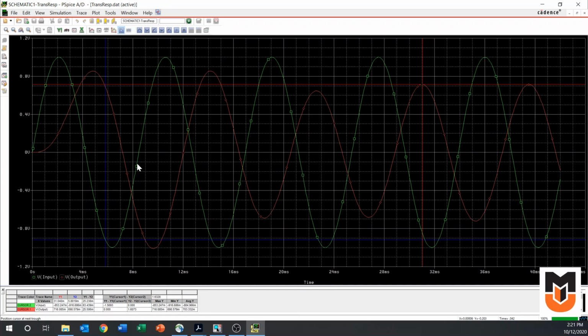I can also right click anywhere, and that's going to move the blue cursor to that point on the green curve. I can also reassign these. So let's say I want the blue cursor on the red curve as well. So if I come down here and right click on this marker, notice my cursor 2 is now moved here. So I'm going to right click on the input to move it back to the input.